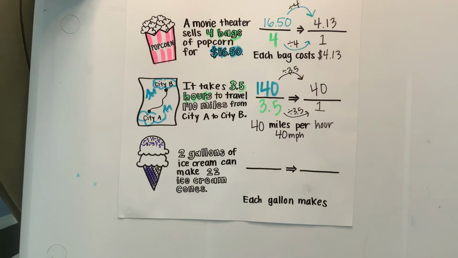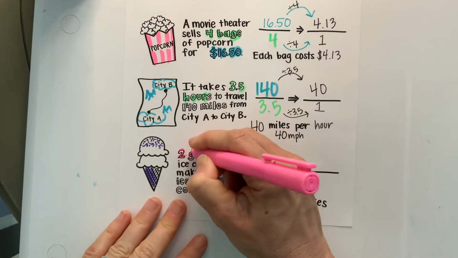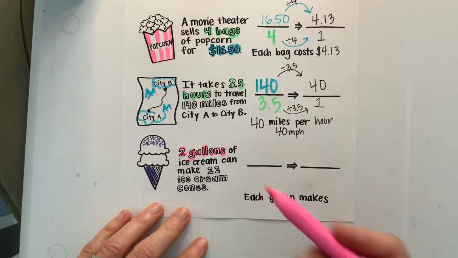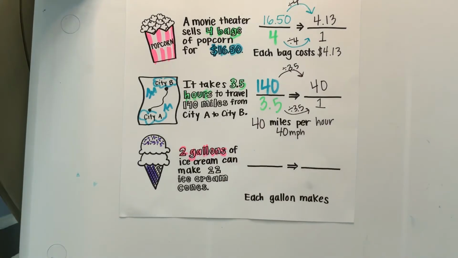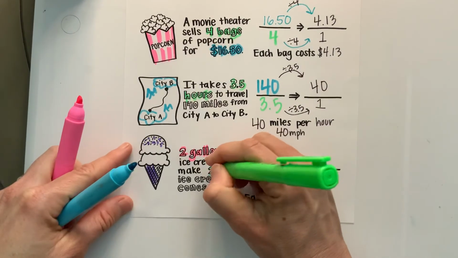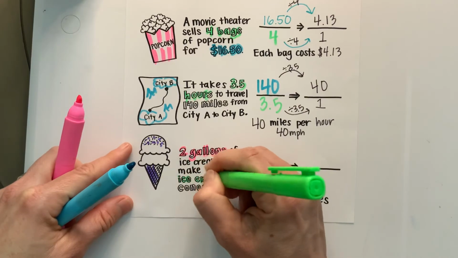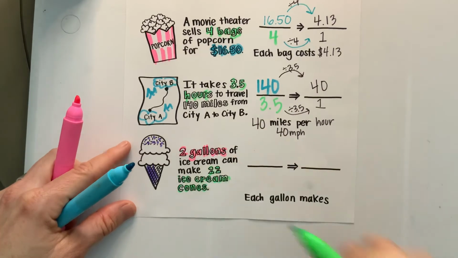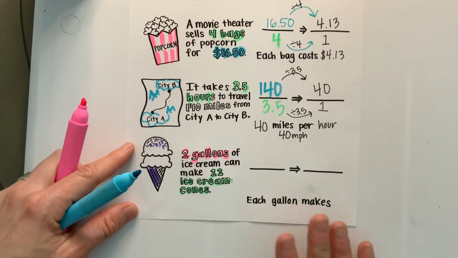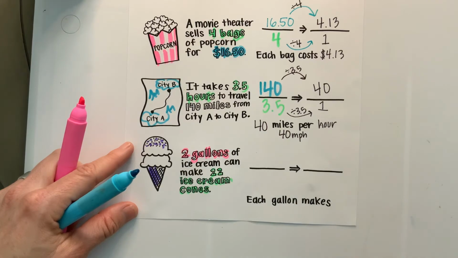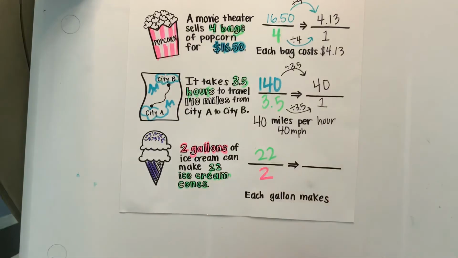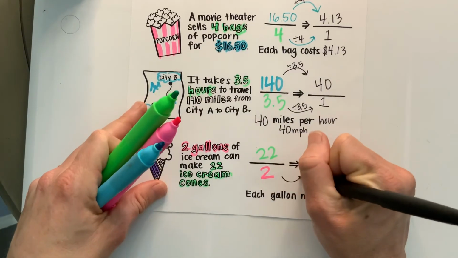All right, and then we have lastly, sometimes you can have other comparisons of volume to the amount of something. So 2 gallons of ice cream can make 22 ice cream cones. So we might want to know then, how much can you make in 1 gallon? So that would be the unit rate. So I'm going to set it up again as a ratio. So 22 ice cream cones per 2 gallons, but I want to know how much you can make from 1 gallon.